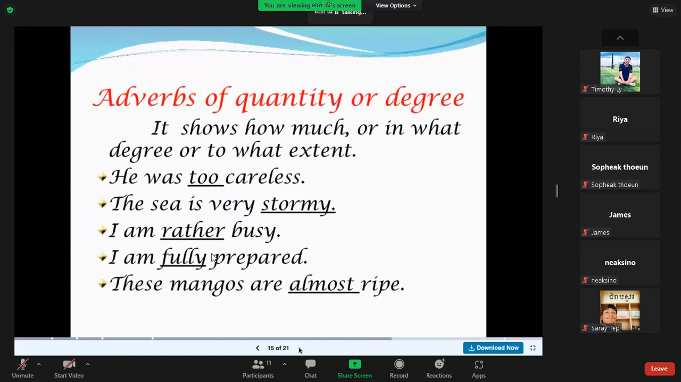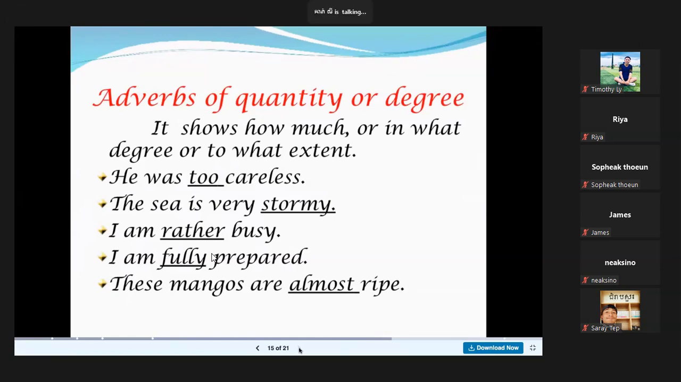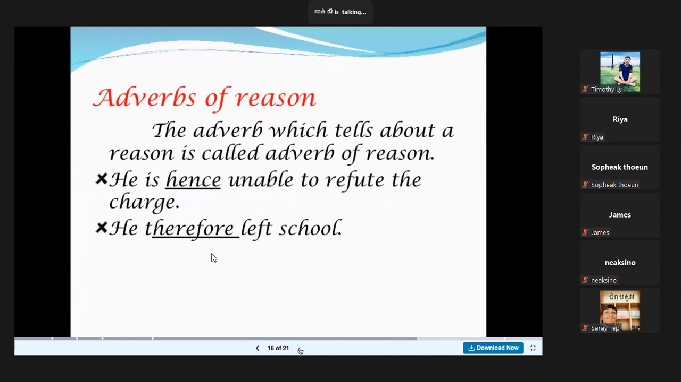All right. Adverbs of quantity or degree. Degree just means how much. So, he was too careless. The sea is very stormy. I am rather busy. That's saying I am too busy right now. I am fully prepared. These mangoes are almost ripe.